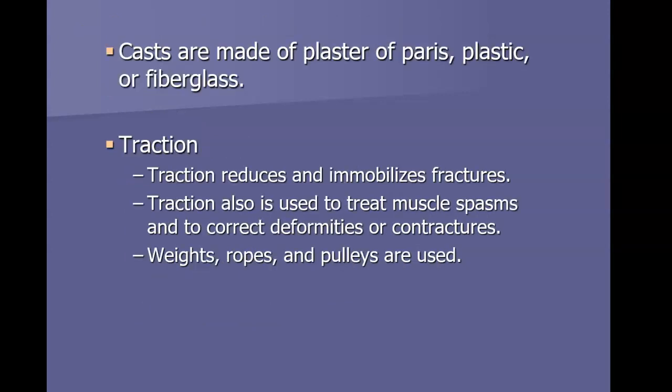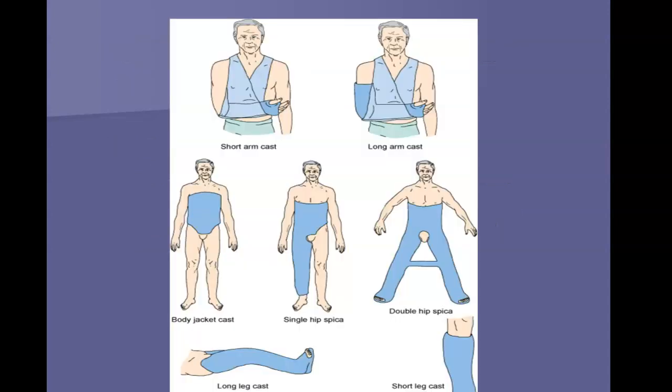So casts tend to be made of plaster of Paris or fiberglass generally. And sometimes people actually need traction. Traction reduces and immobilizes fractures, and it's also used to help treat muscle spasms or to correct deformities, and that's where they use weights and ropes and pulleys to kind of hold things in place. It's really wicked. These are different types of casting. So generally there's short-term casts, long-term casts, body casts and all different variations, leg casts.